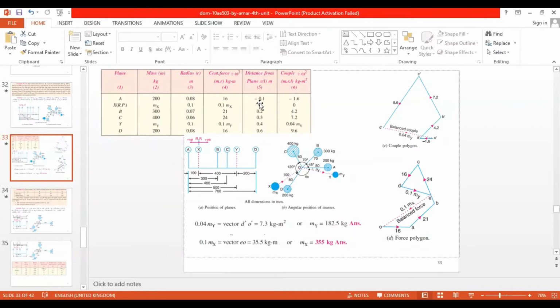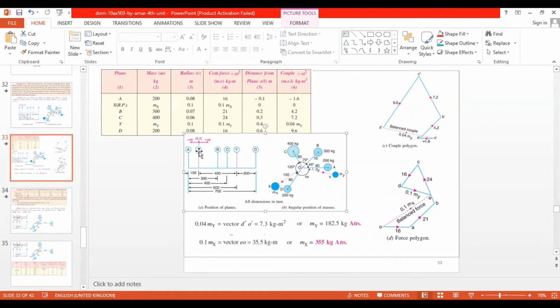So here that is 0, the distance between these two planes. These data are given in the numerical: 0.1, 0.2, 0.3, 0.4, and 0.6. In this diagram, if you see, x to A is 100 millimeters, that is 0.1. Here x is the reference plane, that is 0. So x to B, if it is 300 and I reduce 100 from that, this is 200, that is 0.2 meter.